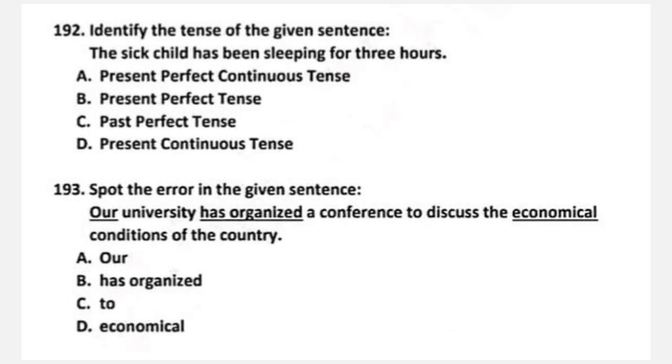Question number 192 is identify the tense of the given sentence. The sick child has been sleeping for 3 hours. Option A is the present perfect continuous tense, option B is the present perfect tense, option C is the past perfect tense, and option D is the present continuous tense.